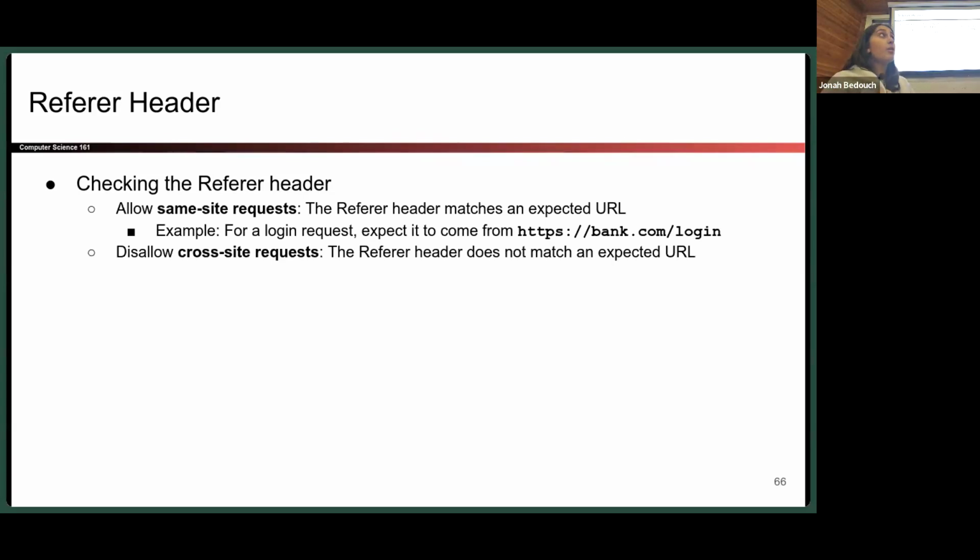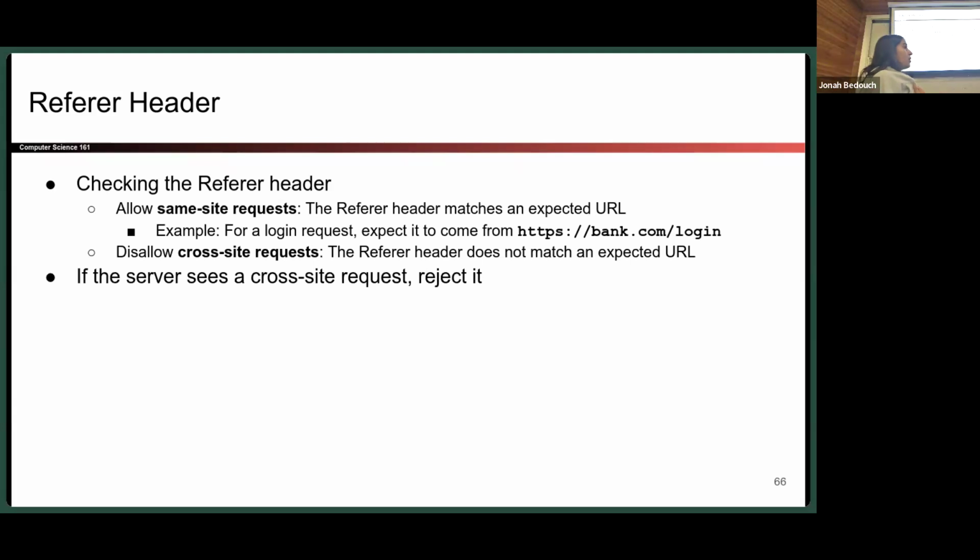We can also disallow cross-site requests. Rather than just allowing, we can choose to ban anything coming from a different website. So if the refer header doesn't match the URL that we're expecting, then just ban it. This is an example of one policy that we can follow, but honestly, working with refer headers is a lot more complicated than just this.